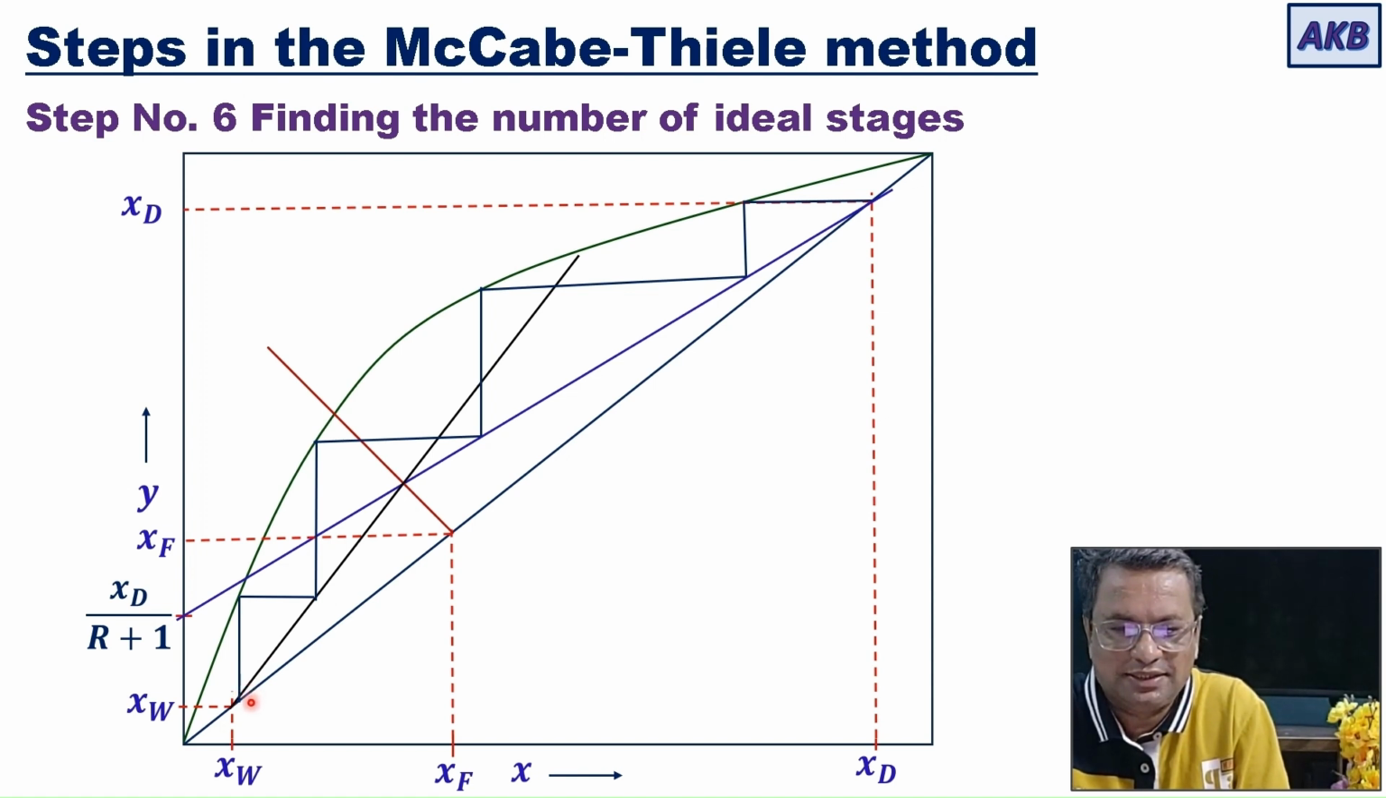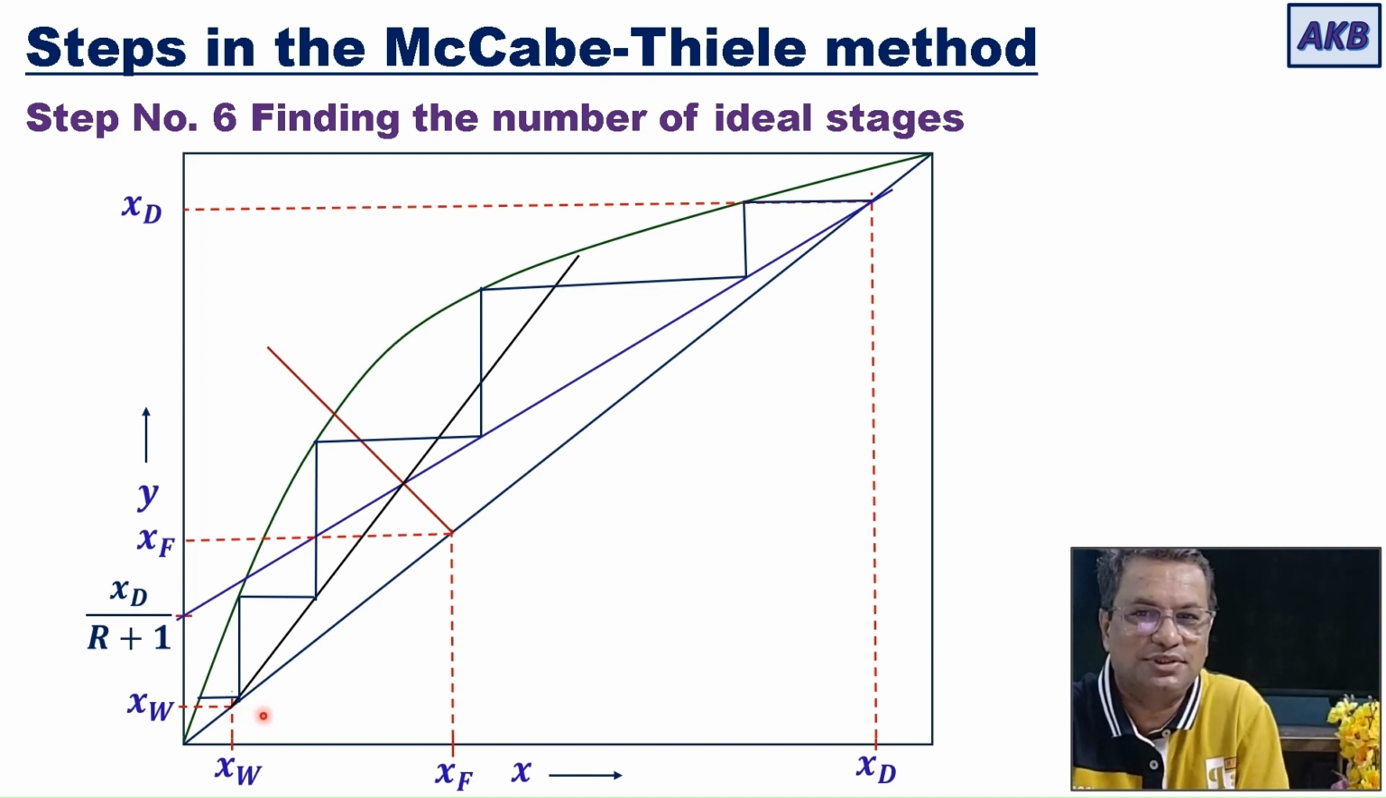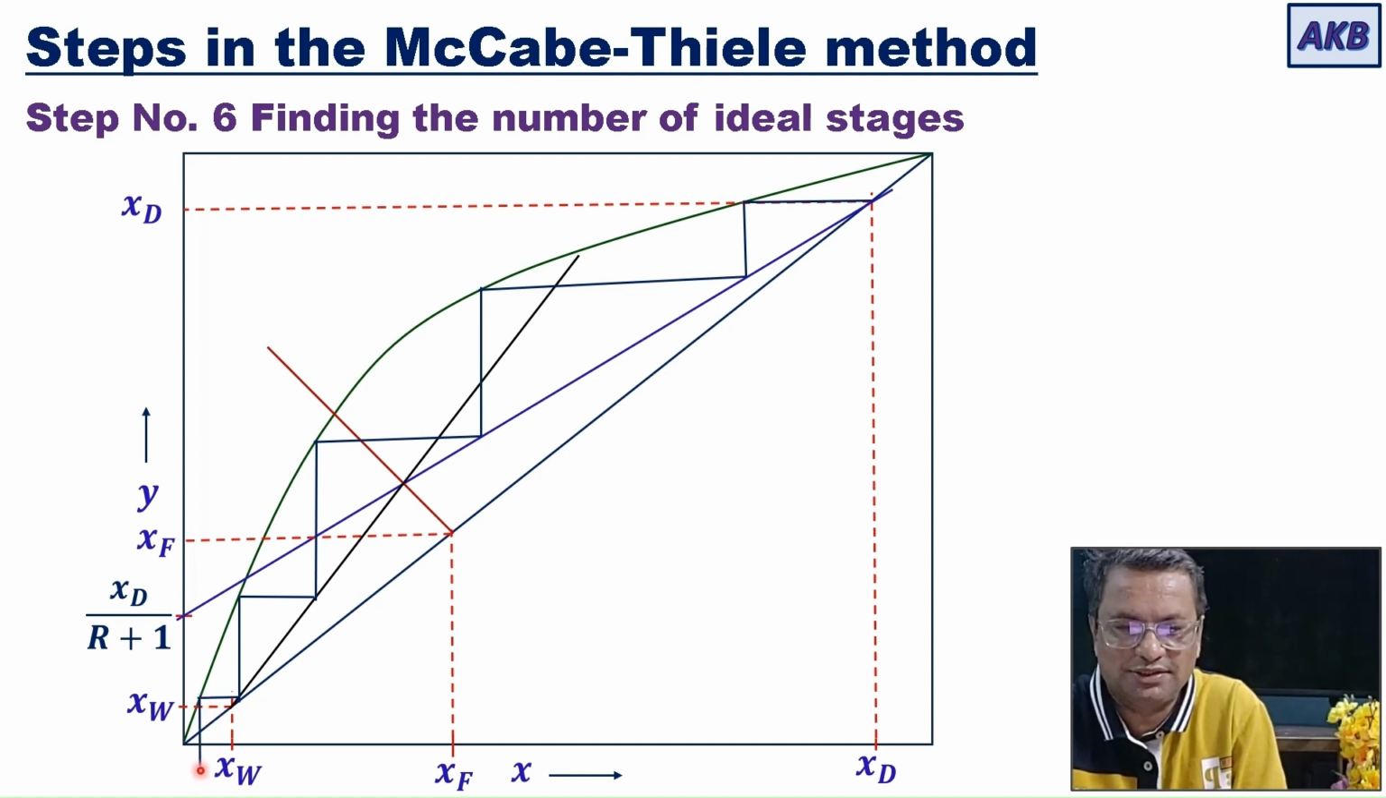And when I draw the horizontal line next time, what is happening? The point XW is getting crossed. Once this happens, your procedure stops. Okay, so the next vertical line will be simply drawn in this way. This will be the last stage.